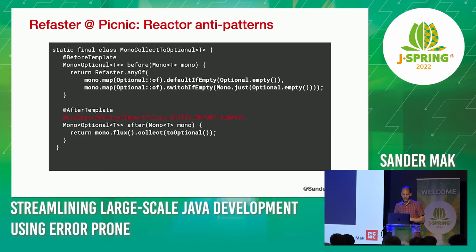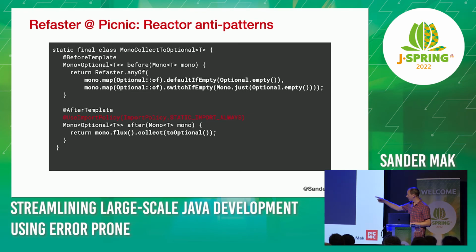So this is an example where, at some point, if you had this mono and you map an optional over it and then do default of empty and give it an optional, the example here doesn't really matter too much. But again, it's the way an external API is used in our code that we're not really happy with, which means that we can write a template, say, okay, if you see something like this in the code base, please rewrite it to that.